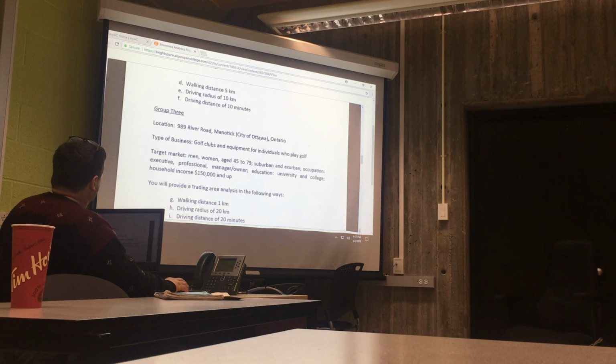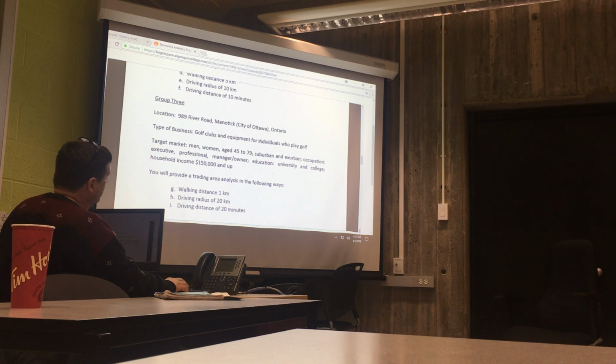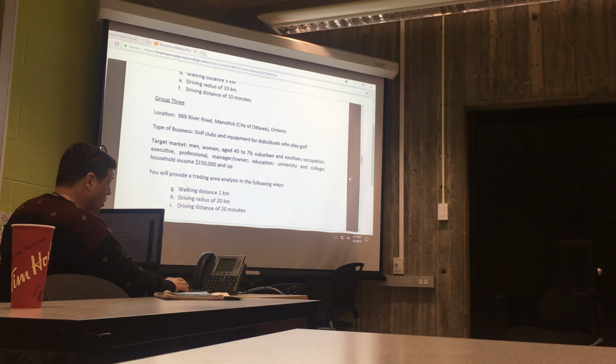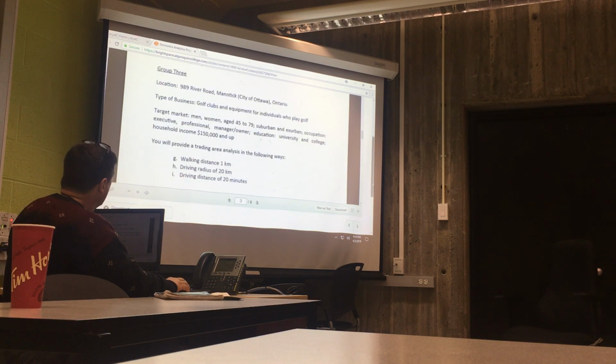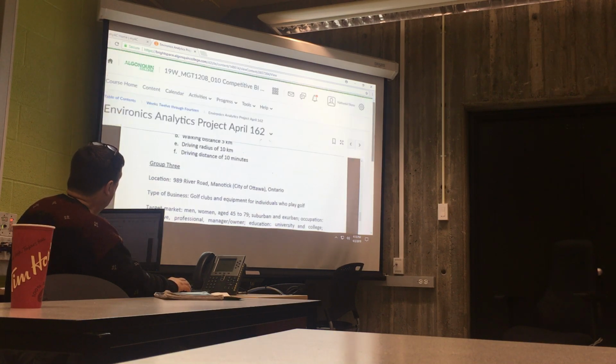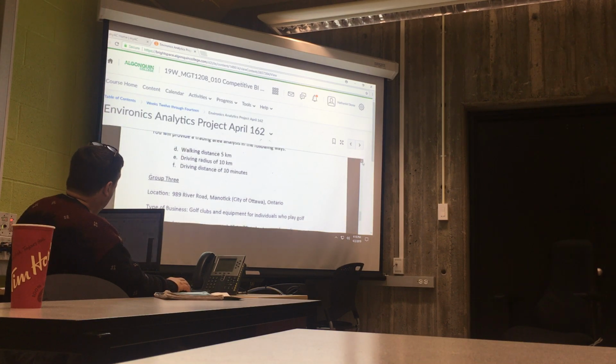Group 3, this is a golf equipment store on Manotick Main Street in Manotick. Again, I've given you a target market, men and women, aged 45 to 79, suburban and exurban, occupation, executive management, professional, education, university and college, household income $150,000 and up. So what you want to do is provide a trading area analysis in the following ways. So you have all that.